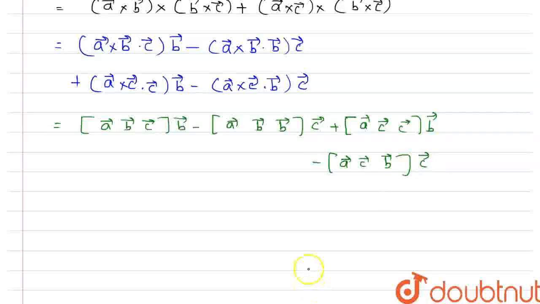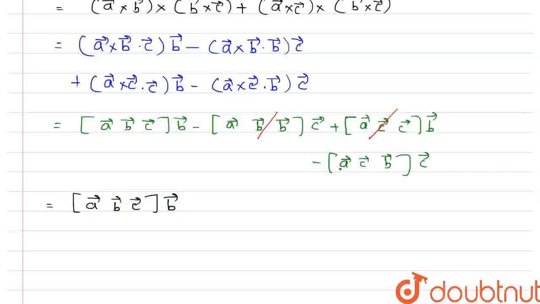Now we know that in a scalar triple product, if we have a repeated vector, then the value of that scalar triple product is equals to 0. So the value of this will be equals to 0 as well as the value of this will be equals to 0, since here c vector is repeated twice and here b vector is repeated twice. So this will be equals to a vector, b vector, c vector, that is the scalar triple product of a vector, b vector, c vector times b vector.